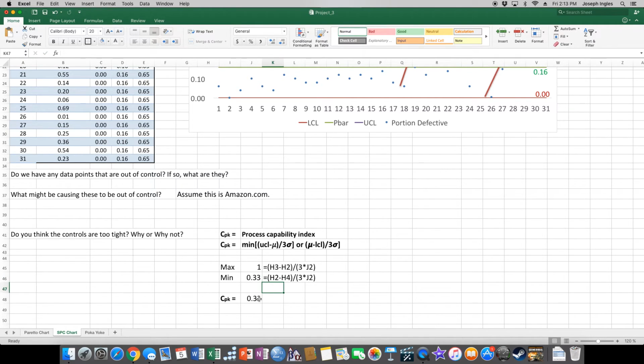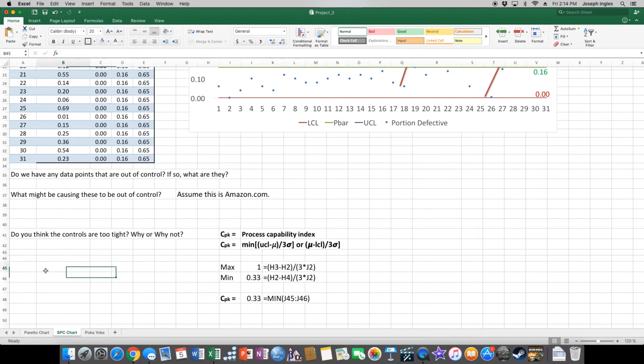All right. And then to find the minimum of them, you say min of the two numbers together. Okay? All right. Now, let's answer the question, do you think the controls are too tight? Well, the answer is yes. Let me tell you why I know that. If the CPK index is exactly 1, then the process is perfectly capable. That means that it matches what you're trying to get it to do 100% of the time.